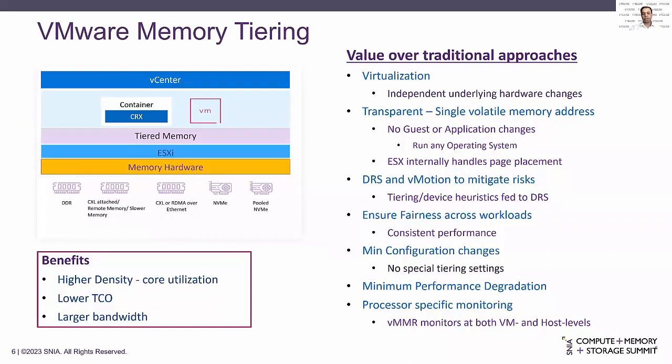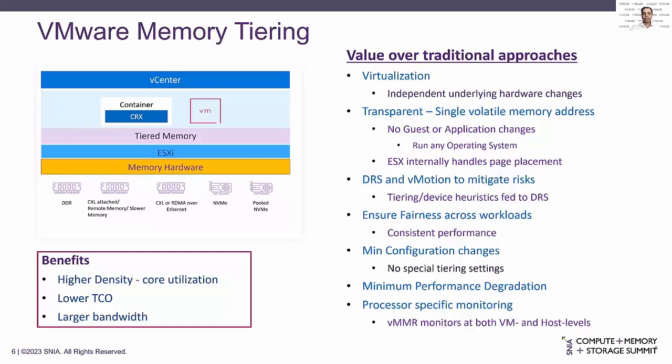DRS and vMotion are available. Like I mentioned before, DRS and vMotion help to mitigate risks. Plus, we also ensure that any new hardware infrastructure capability that we add is automatically fed into DRS, and it becomes DRS aware. VMware also has the philosophy that we ensure fairness, which means that no single VM can hog the memory or some hardware resource entirely on its own. So we ensure that there is no starvation and all VMs get equal opportunity.